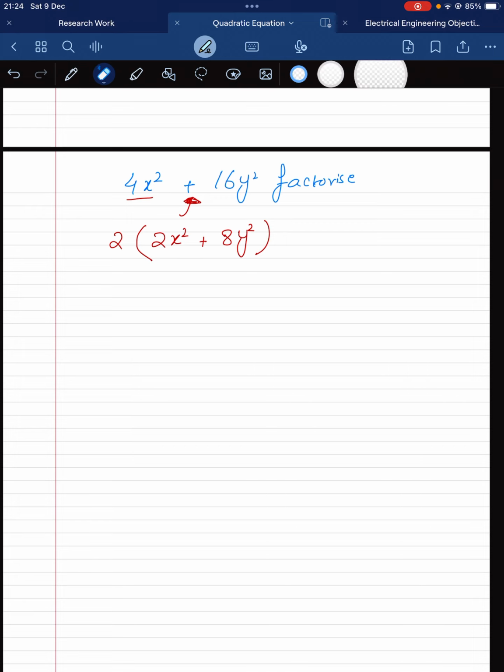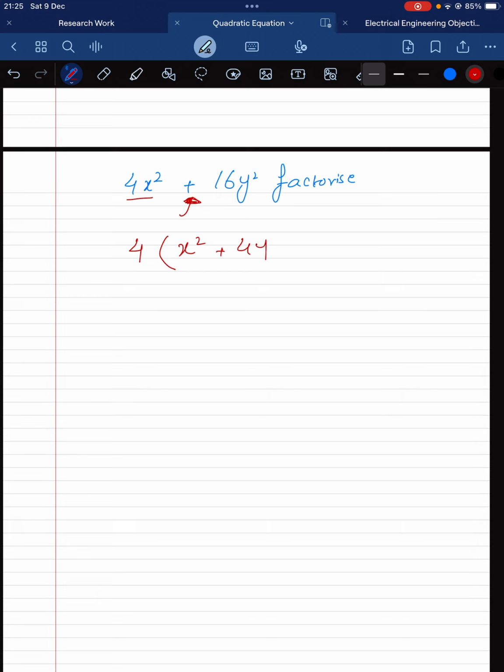And now we can also take 4 as the common, because 4 is the maximum common factor that we can take. So this will become x square plus 4y square. Okay, so this type of question they could ask. So these are the two types of factorization.